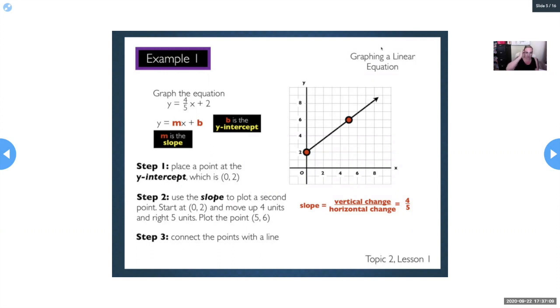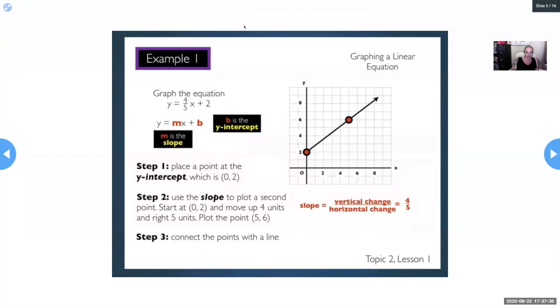So this is the first example. We're going to graph the equation 4/5 x plus 2. Remember that this is the slope-intercept form of an equation, where m tells us the slope and b tells us the y-intercept. So step one is we place a point at the y-intercept. Since it's +2, it's going to cross the y-axis at +2. So that's where we start.